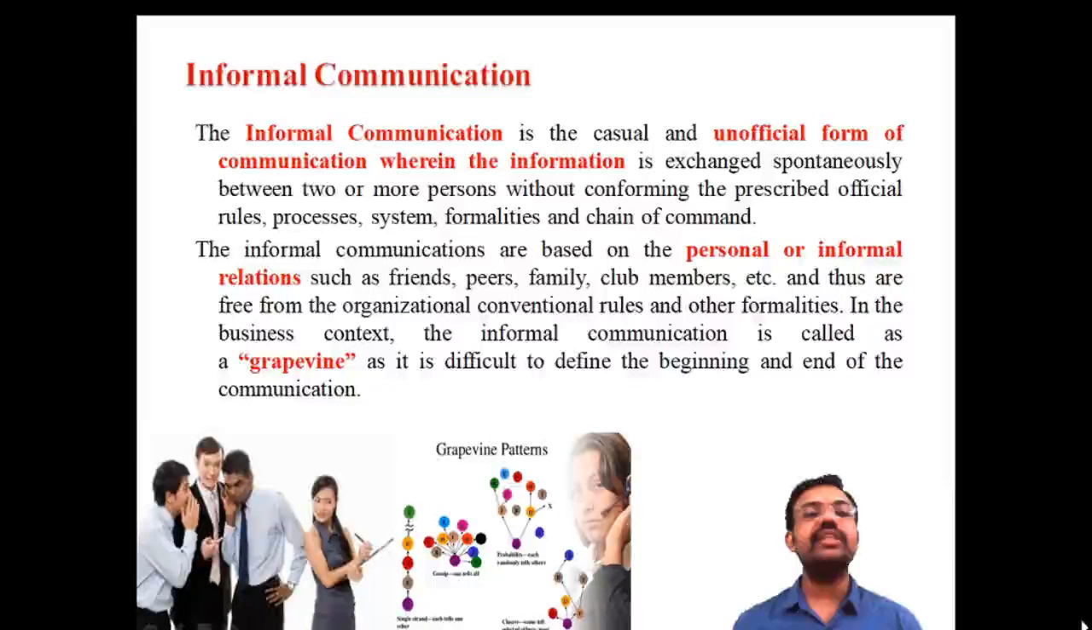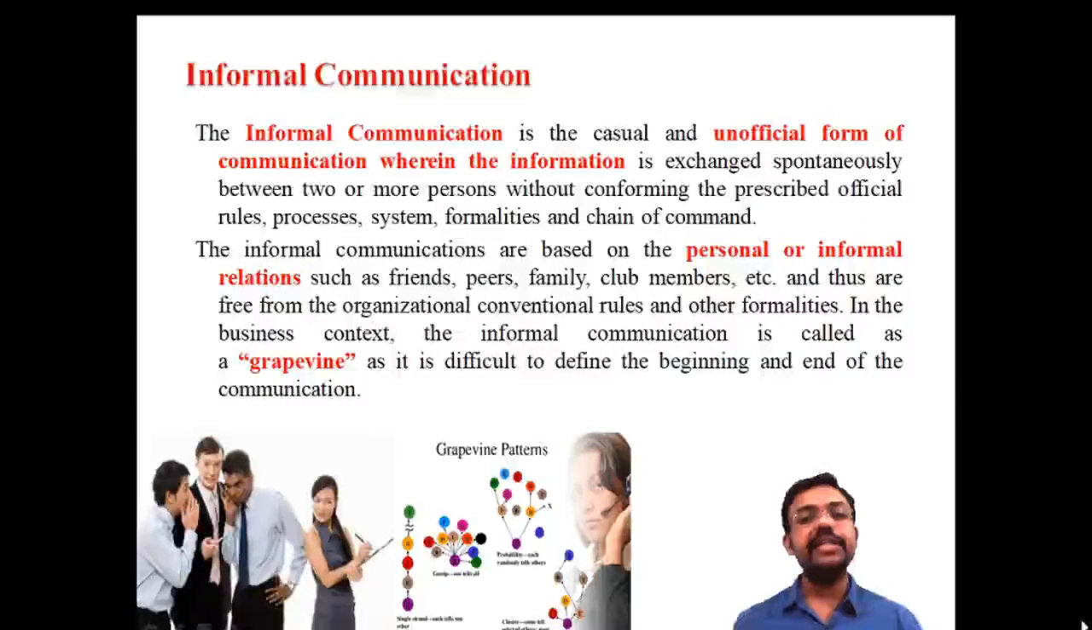There is an unofficial relationship. There is no official relationship. You are exchanging your ideas and facts unofficially and spontaneously. There is no proper system and no chain of command, and you are maintaining a good relation with another person. This type of communication is known as informal communication. It's a part of the informal organization. The informal organization follows the informal pattern of informal communication.